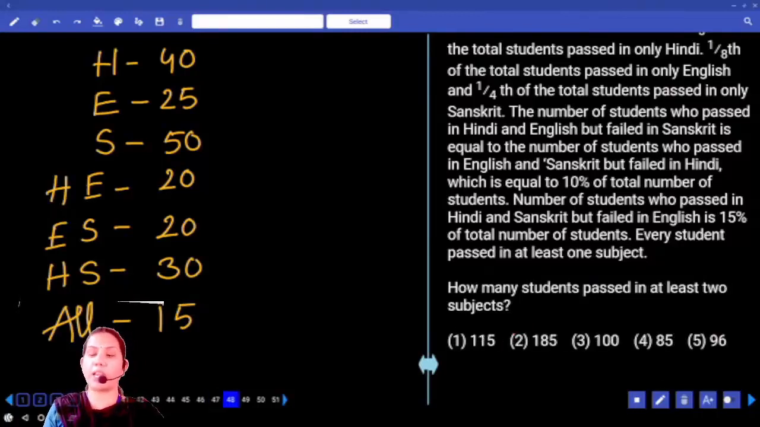Next, question number 48. How many students passed in at least two subjects? What is at least two means? Can we consider one? Two? Three? Two or more. Two or more means 20 plus 20 plus 30 plus 50. So the answer is 85. Fourth answer.